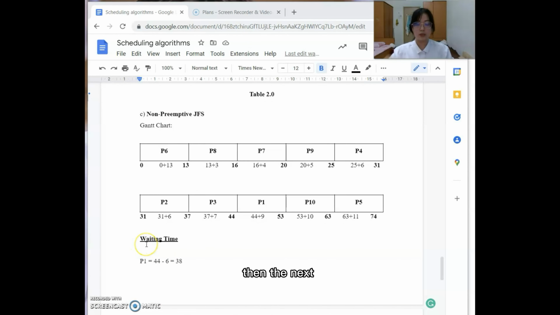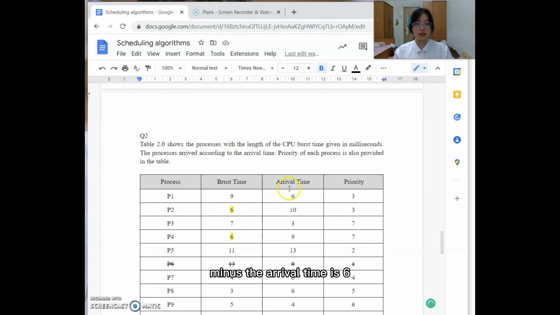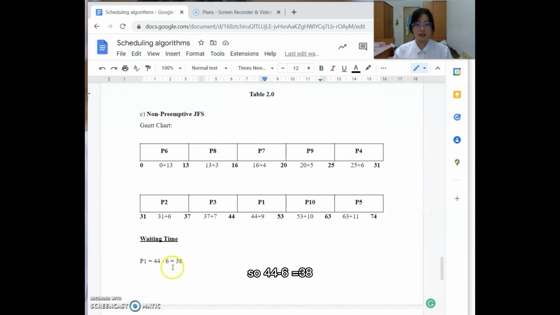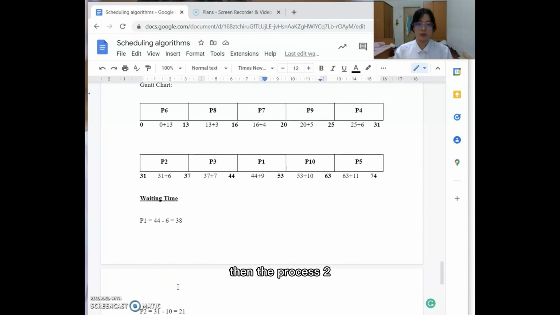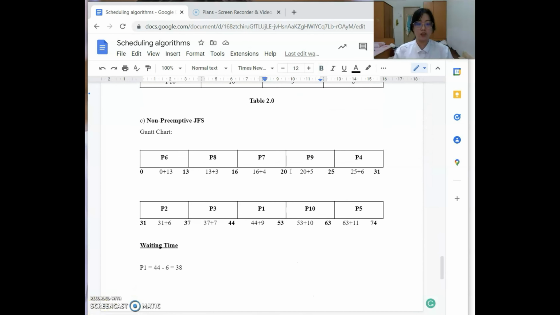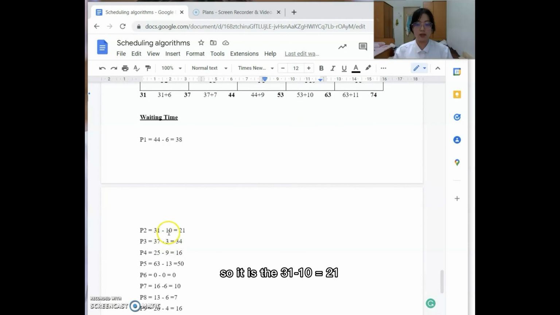Then next, with my calculator, is the waiting time. First is process 1. For process 1, 44 minus the arrival time, which is 6. So 44 minus 6 is 38. Then process 2, it is 31, and the arrival time is 10. So 31 minus 10 is 21.